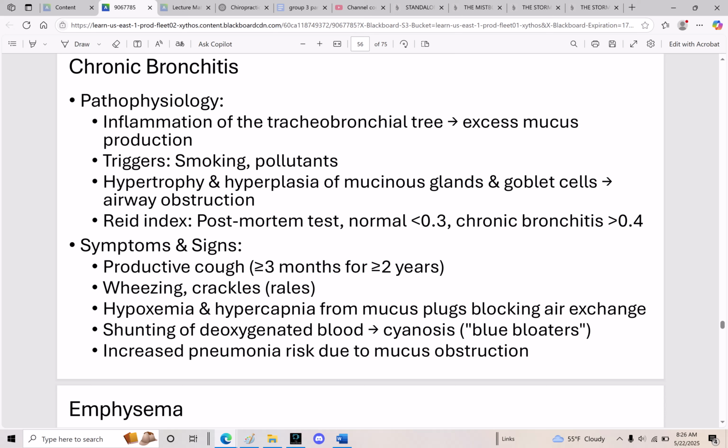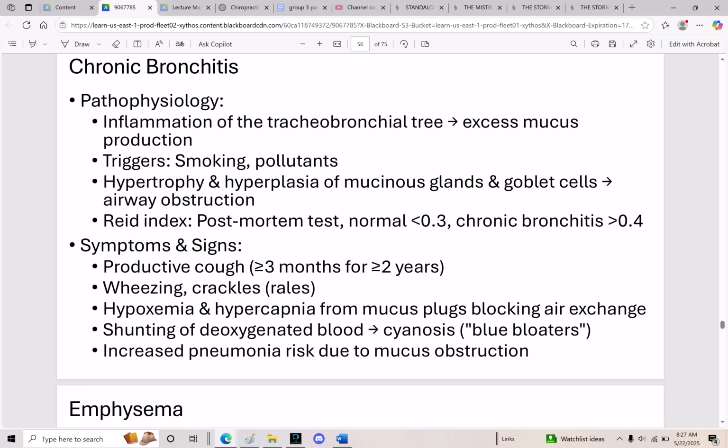The label basically, right? So when you hear the lungs, you're going to hear wheezing, crackles, right? They will have hypoxemia, hypercapnia. What the heck is hypercapnia? High level of carbon dioxide in the blood, hypercapnia. Capnia is carbon dioxide, okay? Hypercapnia from mucus blocking the air exchange, right? And sometimes they will have what is known as a shunt of the blood. We call them the blue bloaters, okay? Blue because they look cyanotic, right? So they look cyanotic, okay? Increased pneumonia risk due to the mucus obstruction.